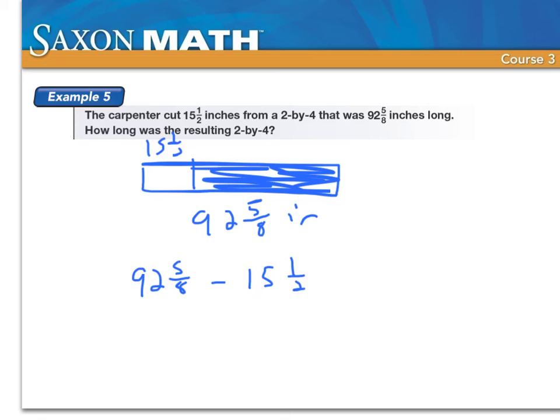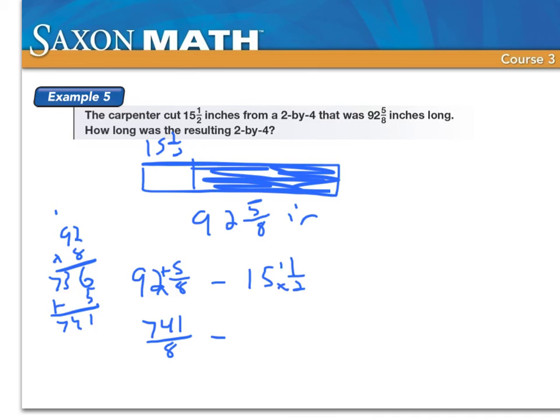Okay? So again, first thing I'm going to do is change this to times plus. You'll notice this one's going to get a little messy here. So I have to take 92 times 8. Well, 8 times 2 is 16. Carry the 1. 9 times 8 is 72. Plus 1 is 73. Then I need to add 5 yet. So that's 741. So this changes to 741 over 8.